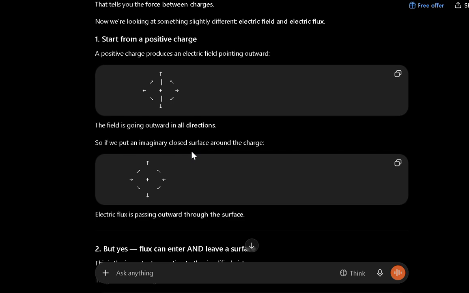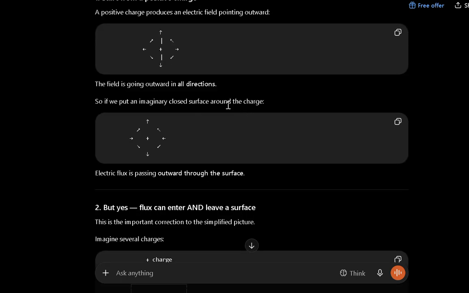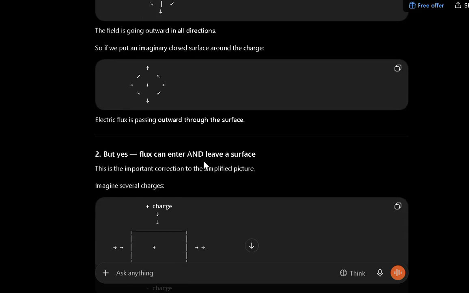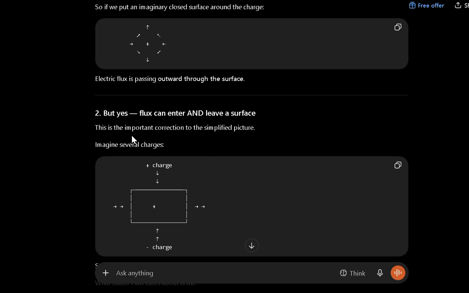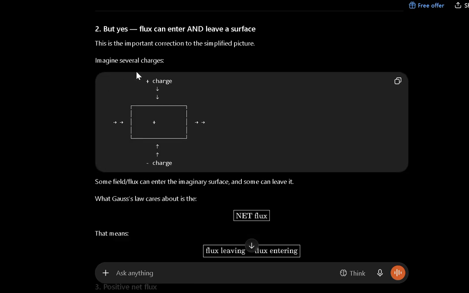If you put an imaginary closed surface around the charge, the electric flux passes outward through the surface. But flux can both enter and leave the surface. This is the important correction to simplify the picture. Imagine several charges. This is a positive charge. This is a negative charge.